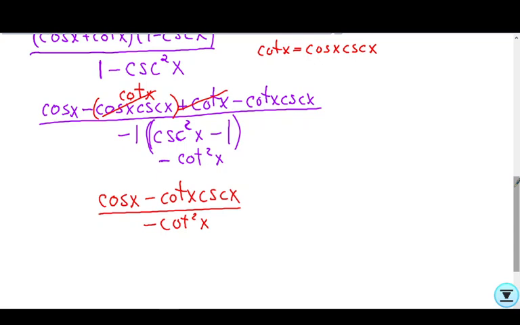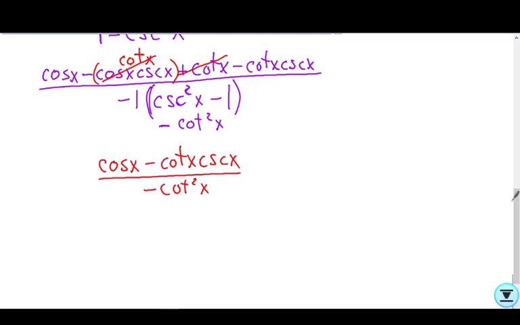Now, what I can do is actually use what I just did here. And I'm going to, instead of dividing by cotangent squared, multiply by its reciprocal. So I'm going to get rid of my denominator because I don't want a fraction anymore because it's bothering me. So I'm going to take cosine x minus cotangent x cosecant x and multiply it by negative tangent squared x.